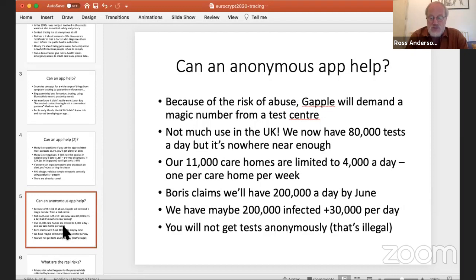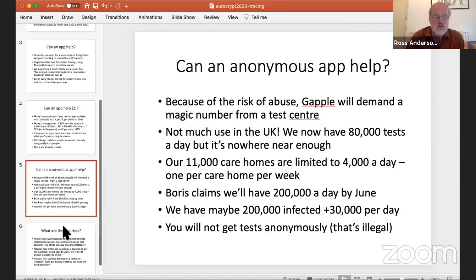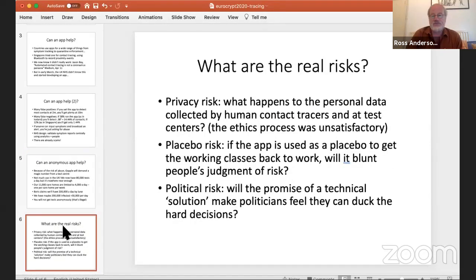But that still won't be remotely enough, because we already have about 200,000 people infected in Britain and about 30,000 people getting the disease every day. Now, what happens when we scale up to 1 million tests a day, which we might have by the end of the summer? Well, you're still not going to get tests anonymously, because remember, COVID is a notifiable disease and that is illegal, right? So what's really going to happen?